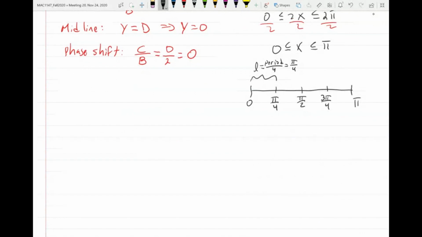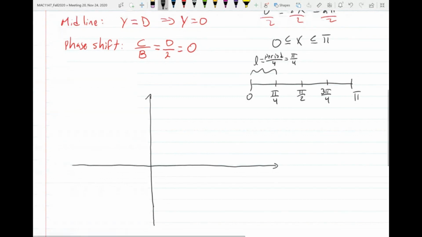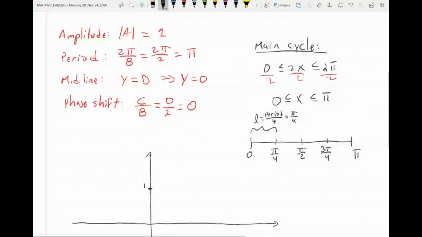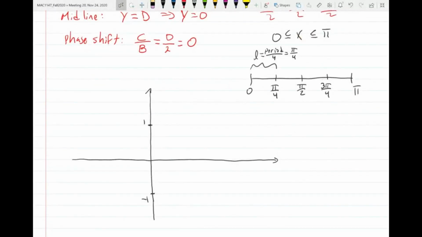All right, so now that we have the main cycle, then we are ready to graph. So remember, you should always draw a couple of cycles, okay? So once we have our main cycle, then we should do a couple more. One to the left, one to the right, something like that. When it's too tedious, then we just do 2 cycles. Anyways, so let's see, I'm gonna give myself some space. So I'm gonna put 1 here and -1 here, because that's our amplitude, right? And we're not doing any shift.